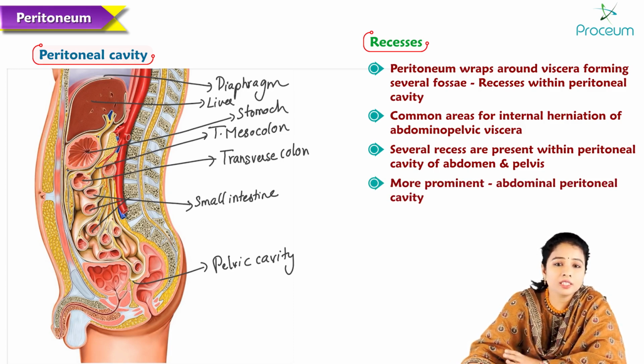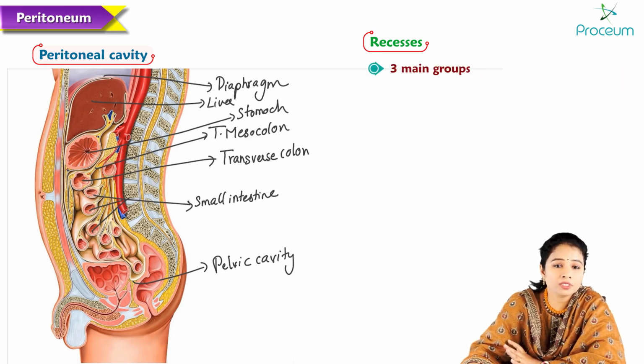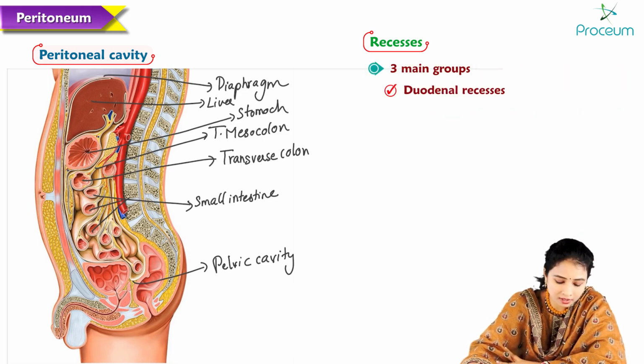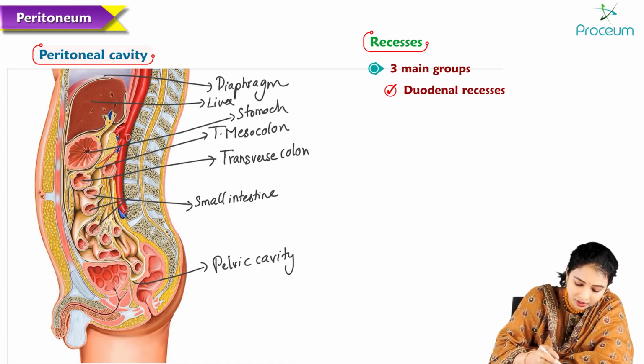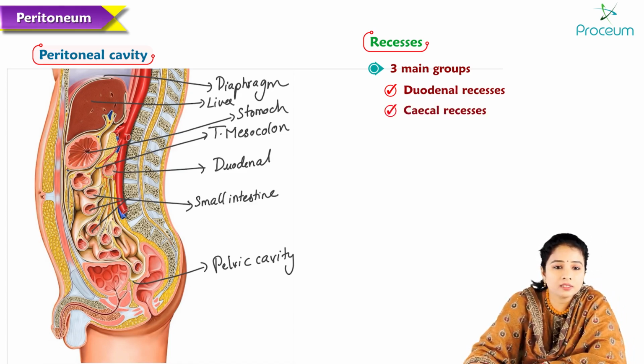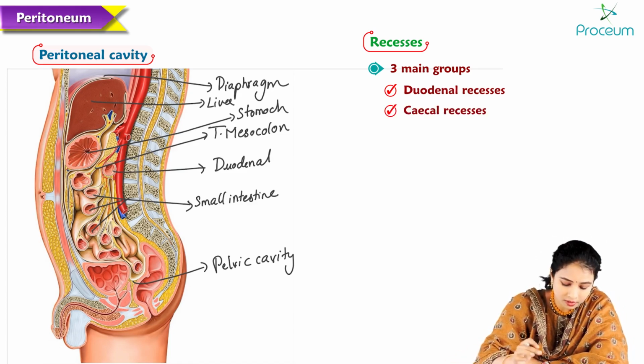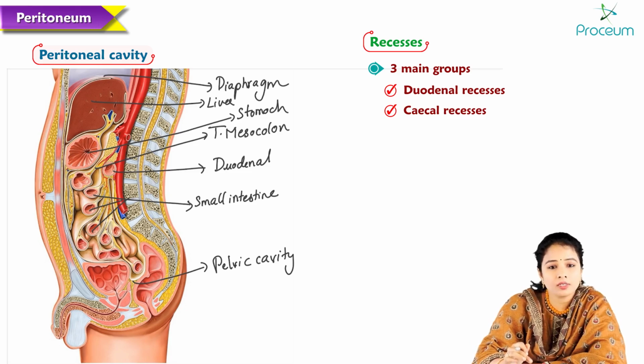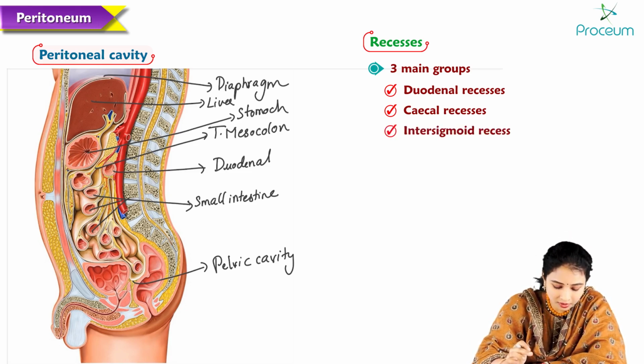Here we are seeing some of the known recesses of the peritoneal cavity, which are named according to the structures or viscera they are related to. The three main groups of recesses are the duodenal recess, which is associated with the duodenum. So this is the duodenal recess. The cecal recess, which is related to the cecum and appendix, and the intersigmoid recess, which is associated with the sigmoid colon.